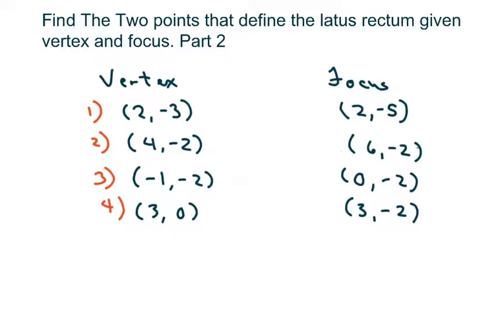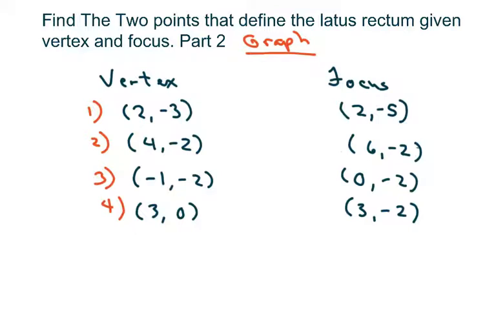Hi everyone. We're going to find the 2 points that define the latus rectum. We're going to graph these as well and get a better idea. We're going to look at these 4 problems. The vertex is at some (h, k) here.